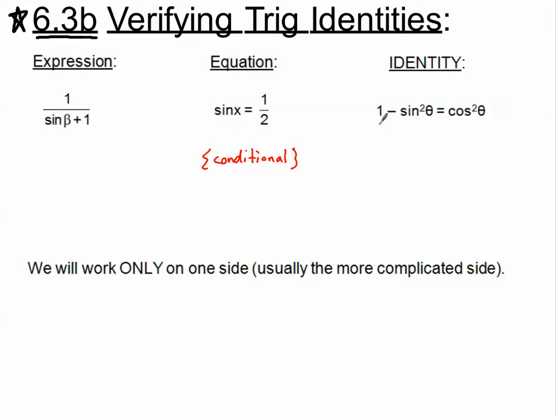An identity will always be true for every value of the variable. 1 minus sine squared of theta will always be equal to cosine squared of theta. It does not matter which angle you're talking about. You could plug in 30 degrees in both locations, it would be true. You could plug in 29 degrees in both locations, it would be true. You could plug in negative 29 degrees. An identity is true for all values of theta.